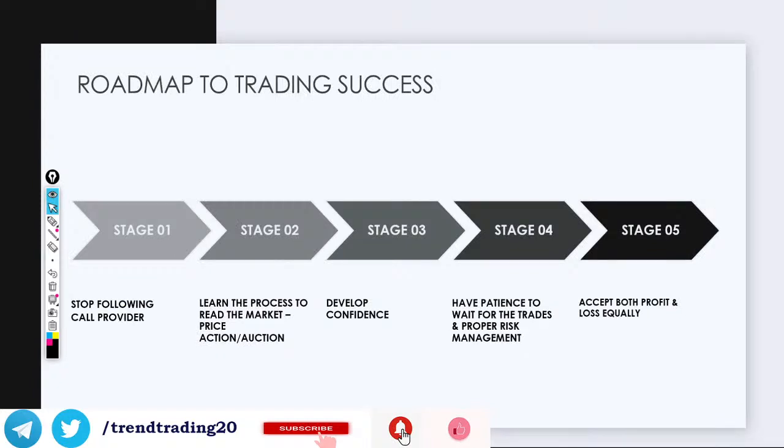So now, before going on to the intraday trading setup, and the techniques to find intraday trading opportunities, I will show you a roadmap of trading success. Always try to understand on a trading basis, there are different roadmaps which every trader has to go through to be a successful, profitable trader in this market. So I have categorized it into 5 different stages.